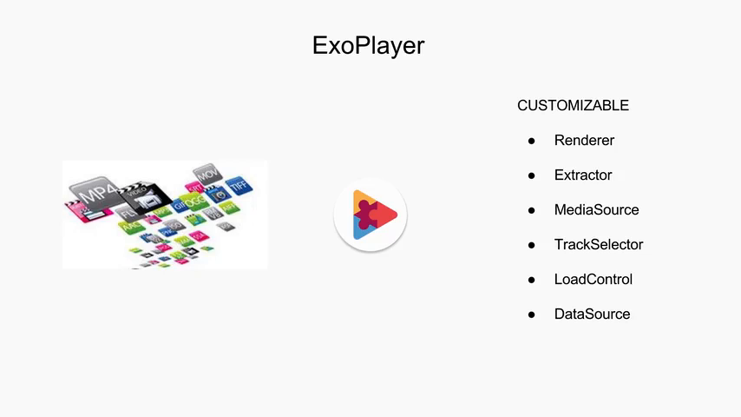This is why this lesson will focus on implementing Exoplayer. However, many of the concepts are transferable to other players. In fact, the media session framework we discussed earlier will make swapping players a breeze.